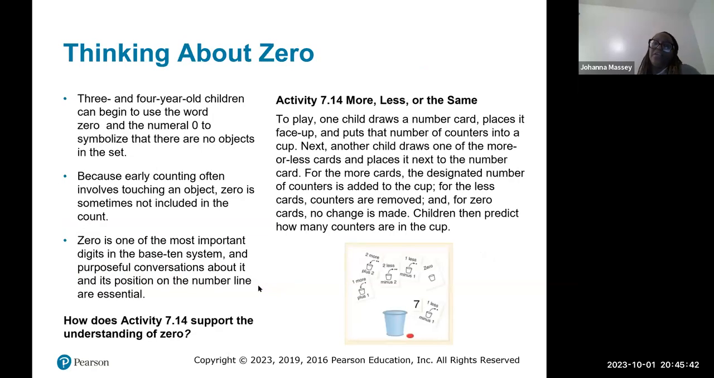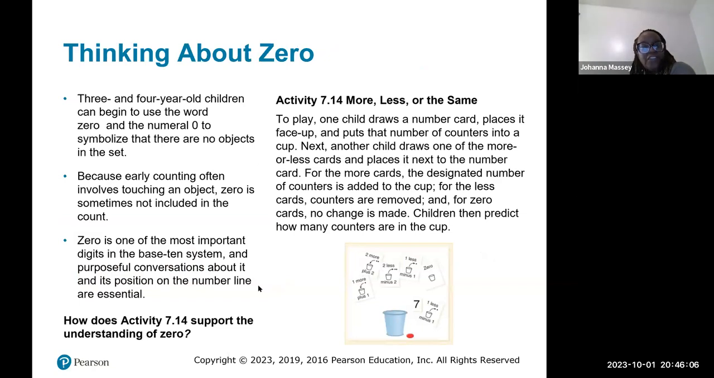Now, when we're thinking about zero, look at the age grade of the children who should know about zero. 3 and 4 year olds. They should have some concept of zero. Okay. Children can begin to use the word zero and the numeral zero to symbolize there are no objects in the set. So they start understanding zero at that age.